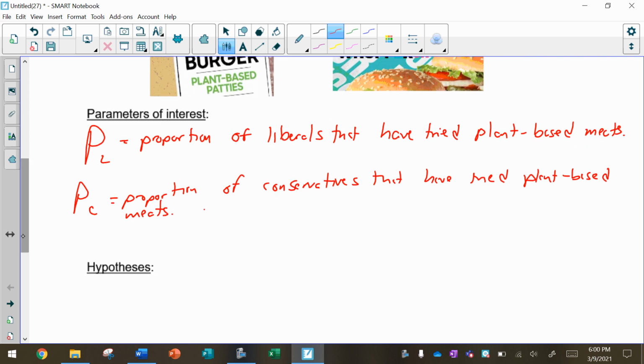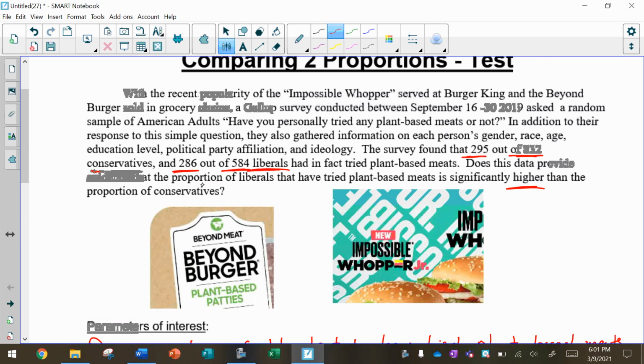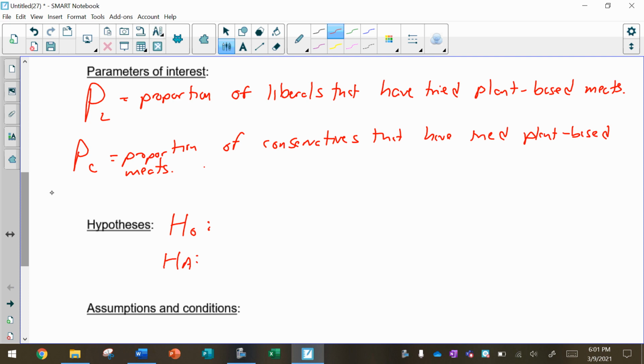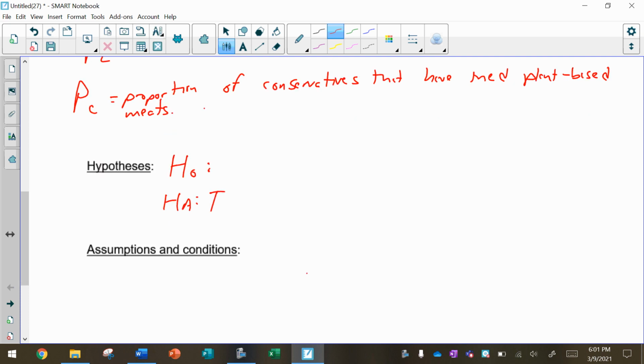Now, the hypotheses are similar to a one proportion, except we're comparing these. The null hypothesis, once again, is the idea of equals. But in this case, the null hypothesis is that the difference between these two population proportions is 0. In other words, there is no difference. I'm going to write the alternative first, and here's why. The alternative wants to answer the question, does the data provide evidence that the proportion of liberals that have tried plant-based meats is significantly higher than the proportion of conservatives? So we want PL to be greater than PC. In terms of subtraction, that means PL minus PC is greater than 0.